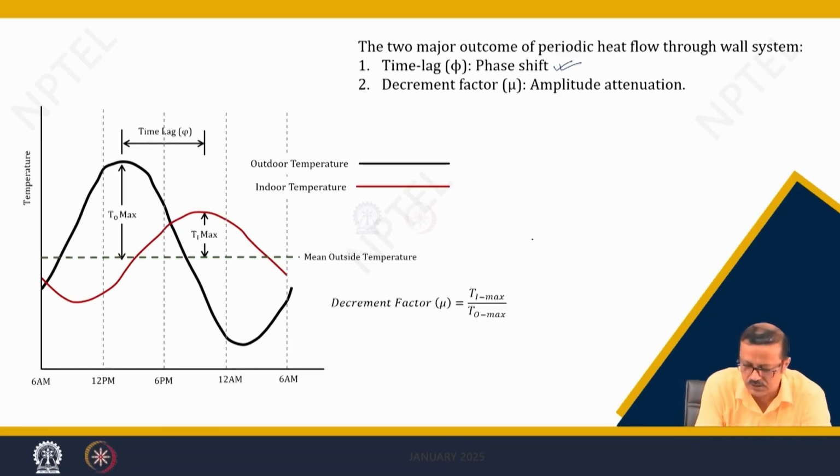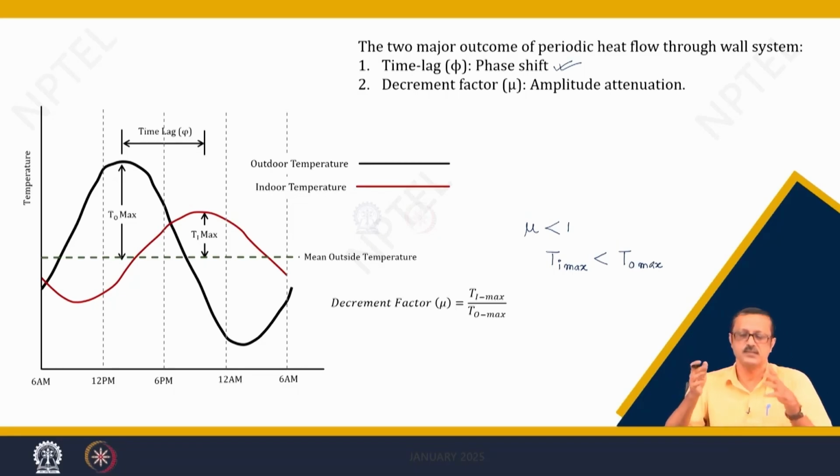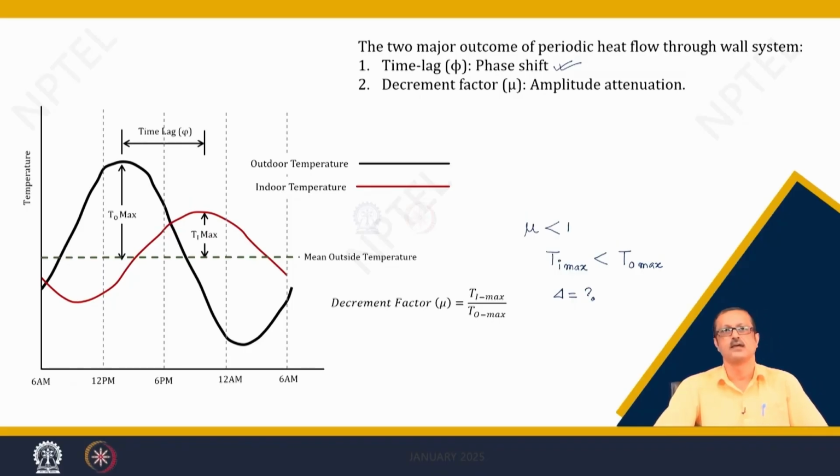Definitely this ratio, this mu ratio, will be less than 1, because we know from our experience and understanding that the indoor max temperature will always be less than the outdoor max temperature. And how much is this difference? What will this delta be? Delta will depend upon a lot of factors. One of the factors is the density, another is the specific heat of the material of the envelope. So, how much heat can it absorb.